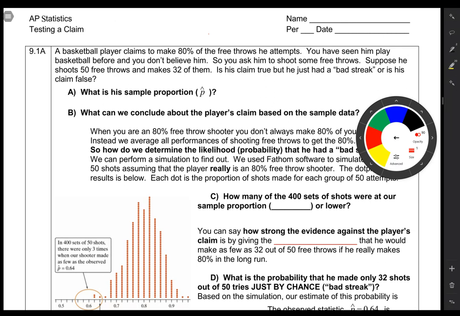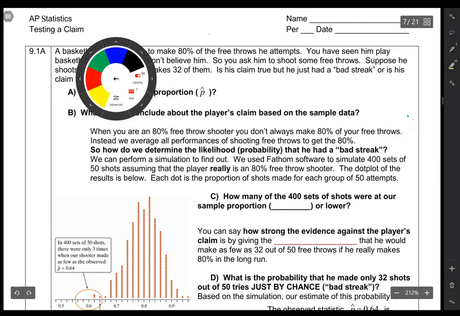First thing, what is the sample proportion? So what is p hat? So he makes 32 out of 50 free throws. So p hat is going to be 0.64. So 0.64 or 64% is the success rate.